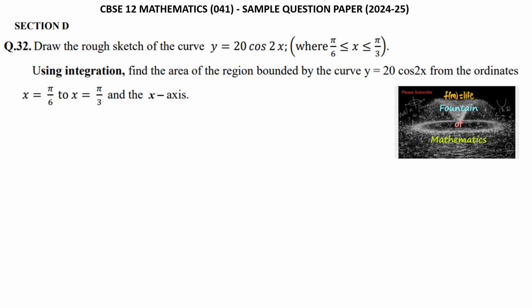Draw the rough sketch of the curve y is equal to 20 times cos 2x, where x lies between pi by 6 and pi by 3. And using integration, find the area of the region bounded by this curve from the ordinates x is equal to pi by 6 to pi by 3 and x-axis. Let's sketch the graph.